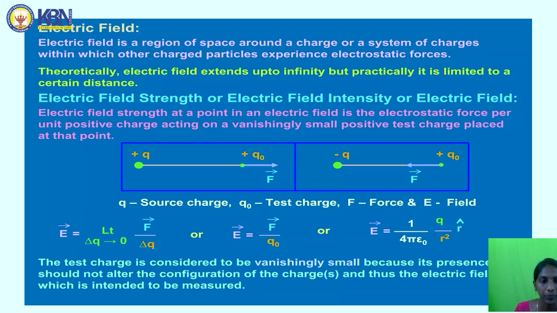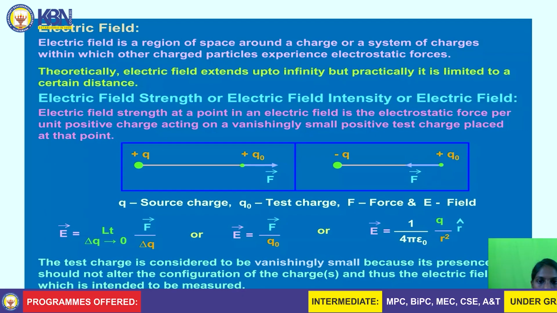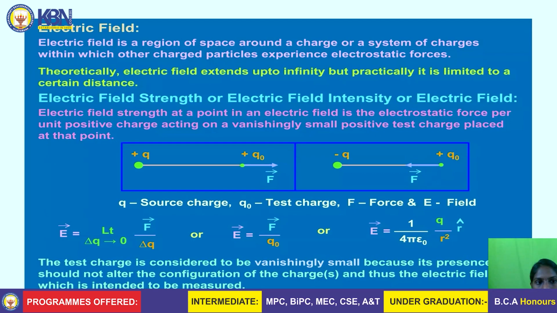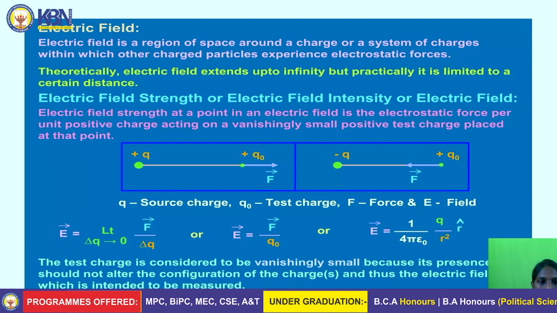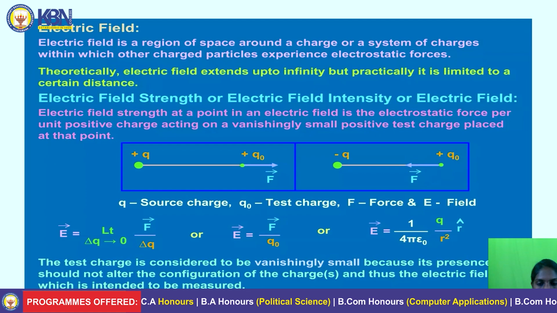The electric field. The electric field is a region of space around a charge or a system of charges within which other charged particles experience electrostatic forces. Theoretically, the electric field extends up to infinity, but practically it is limited to a certain distance. Electric field strength at a point in an electric field is the electrostatic force per unit positive charge acting on a vanishingly small positive test charge placed at that point.